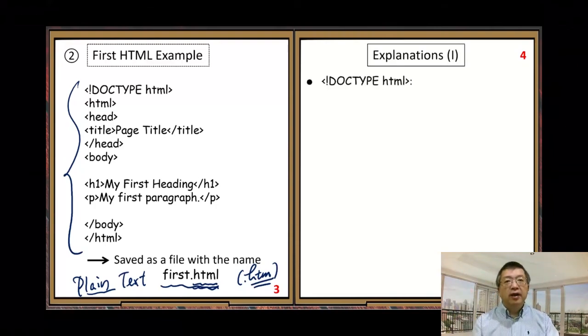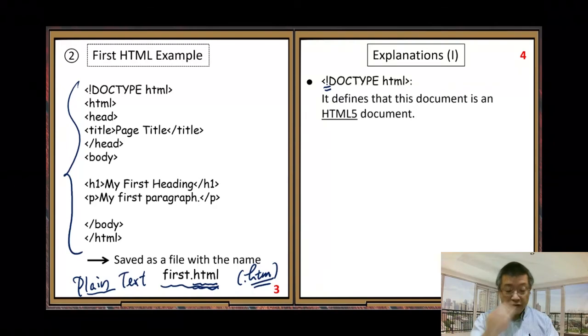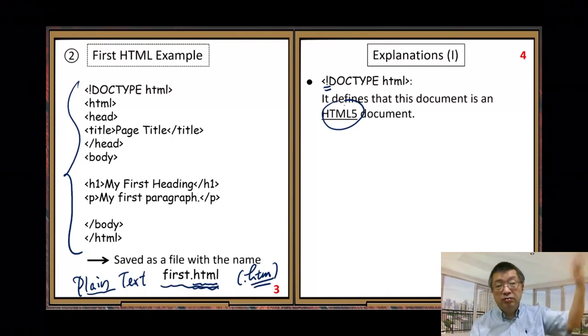The first line: look at this exclamation sign, DOCTYPE in capitals, then space, html. This line has a special meaning. Basically, it tells the web browser what type of document it is. Here, it tells the browser this is an HTML5 document, version 5, the current version of HTML, a newer version compared with version 4 or earlier. There are some significant differences.